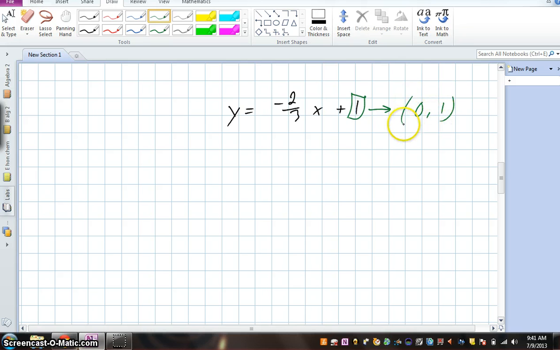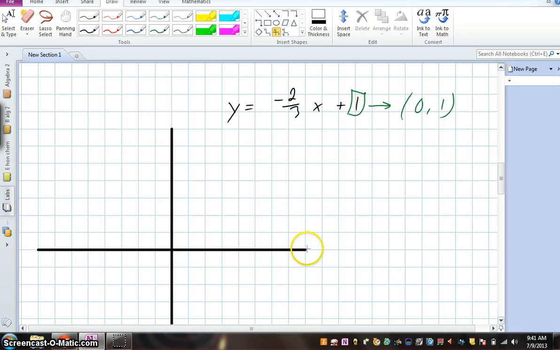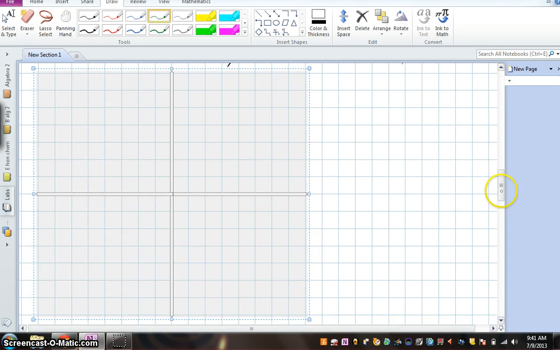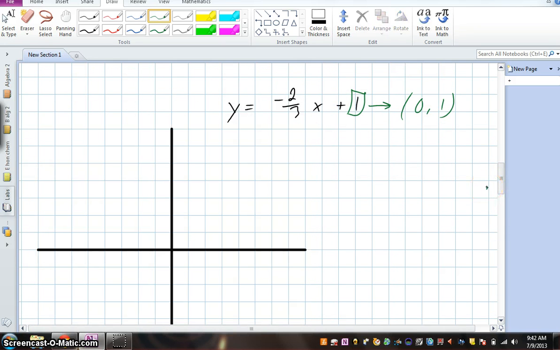All right, so I'm going to jump down to the graph now, just so we can get started with this. So I'll put a graph in here. All right. So we have our y-intercept now at 0, 1. So I'm going to plot that. I'm going to go nowhere left and right, and I'm going to go up 1. Put a point.